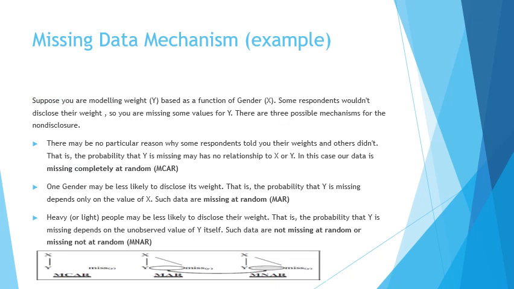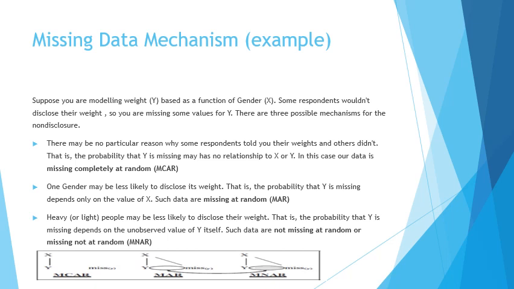In this slide, I have included one example to explain the missing data mechanism in simplified format. Suppose you are modeling weight as a dependent variable based on a function of gender as an independent variable. Some responders wouldn't disclose their weight, and unfortunately you get missing Y variable results.